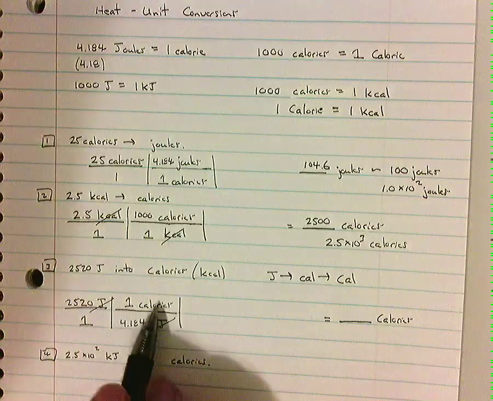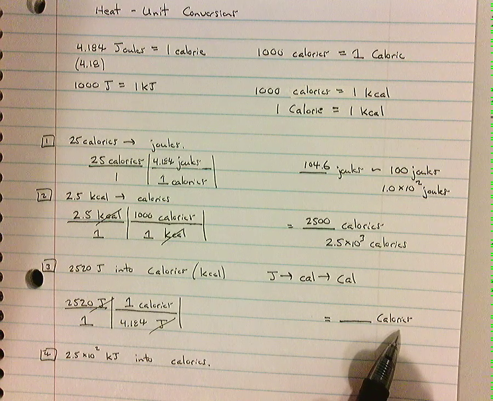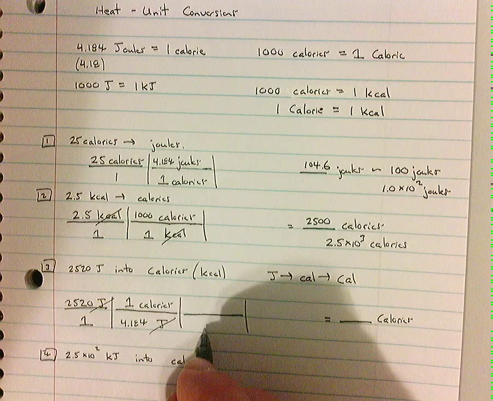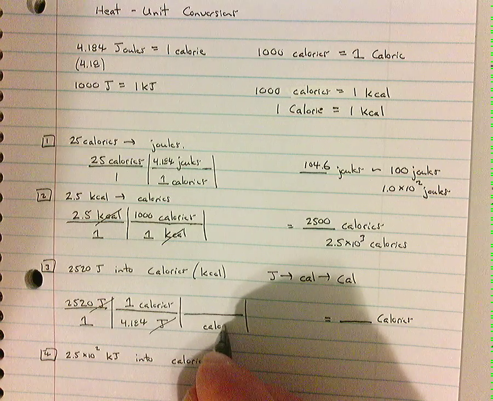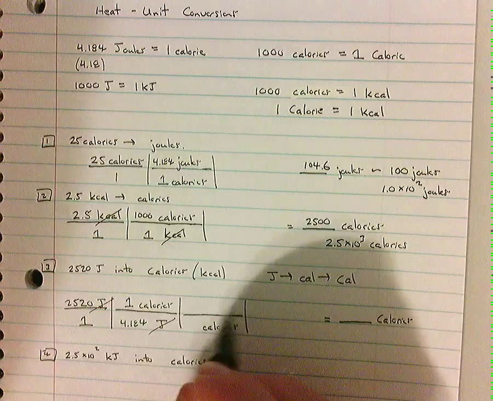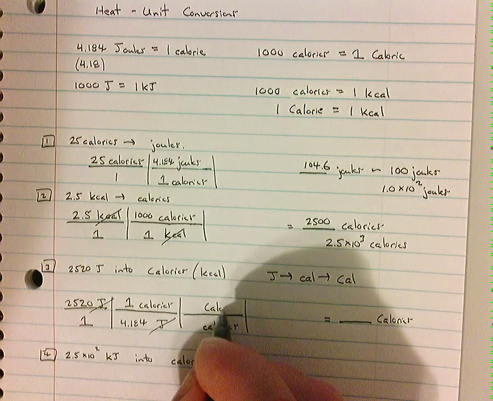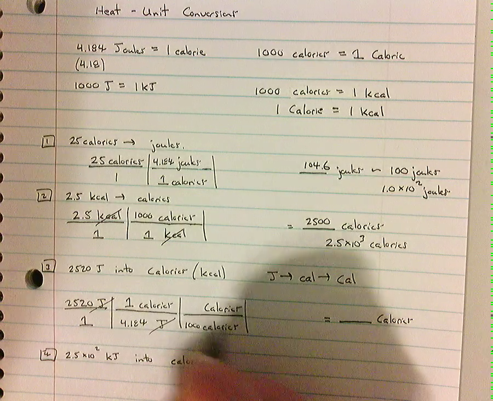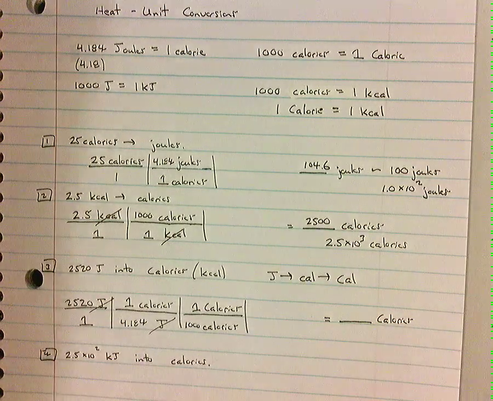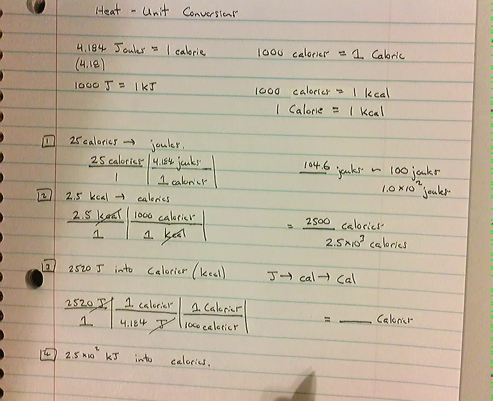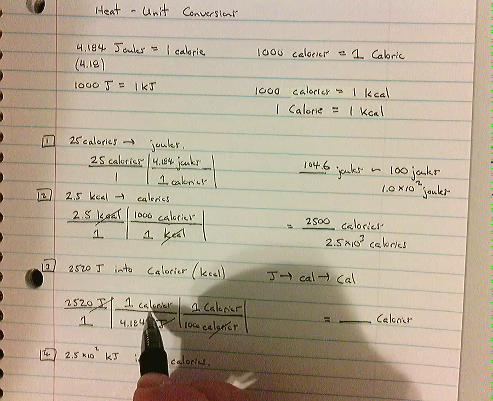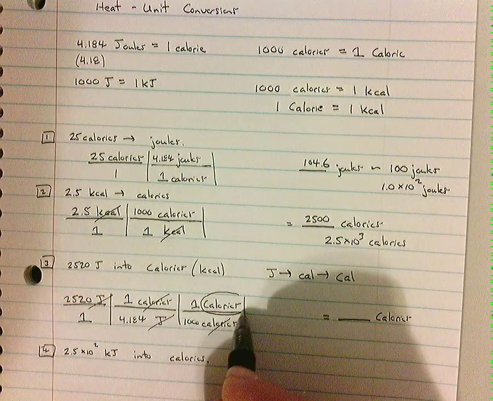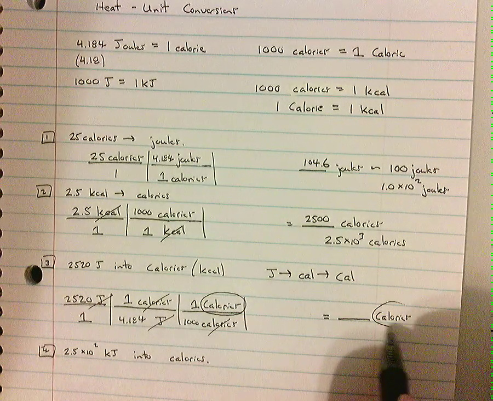And now we're in lowercase calories, but we want uppercase calories. So we're going to go one more step. We're going to put lowercase calories on the bottom and uppercase calories on the top. And there are 1,000 lowercase calories in 1 kilocalorie or uppercase calorie. So calories cancel. The only unit we have left in the problem is capital C calories. And that's the unit of our answer.